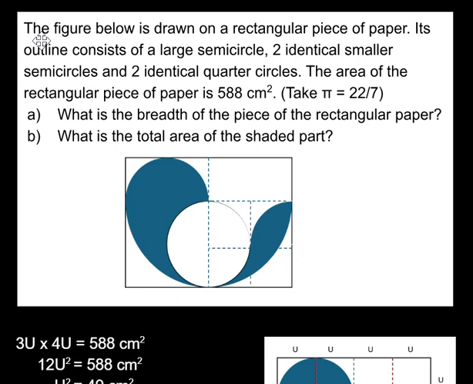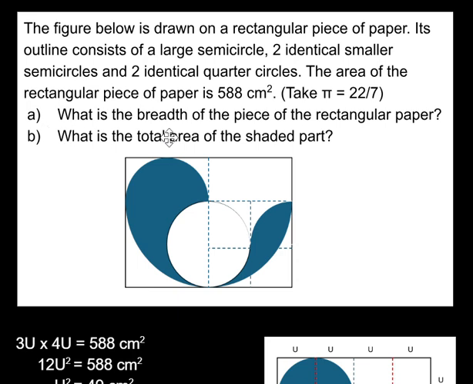Hi, let's look at this question together. The figure below is drawn on the rectangular piece of paper. Its outline consists of a large semicircle, two identical smaller semicircles, two identical quarter circles. The area of the rectangular piece of paper is 588 centimeters square. Take pi as 22 over 7.